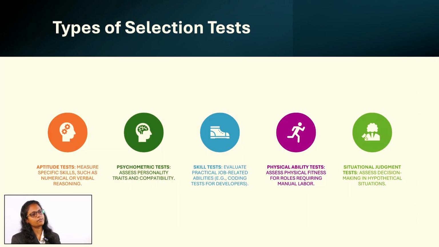Talking about different types of selection tests, there are various types of selection tests used to evaluate candidates. Aptitude tests measure specific skills such as numerical or verbal reasoning. Psychometric tests assess personality traits and compatibility with the company culture. Skill tests evaluate practical job-related abilities like coding tests for developers. Physical ability tests are used for roles requiring manual labor, while situational judgment tests assess a candidate's decision-making abilities in hypothetical situations.